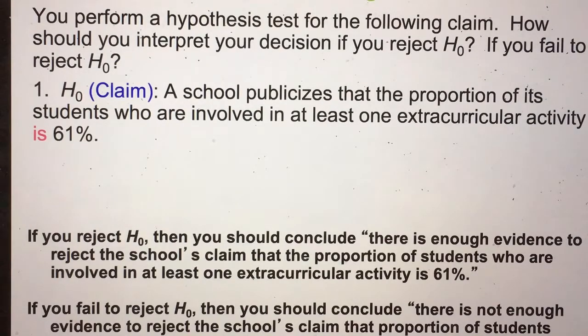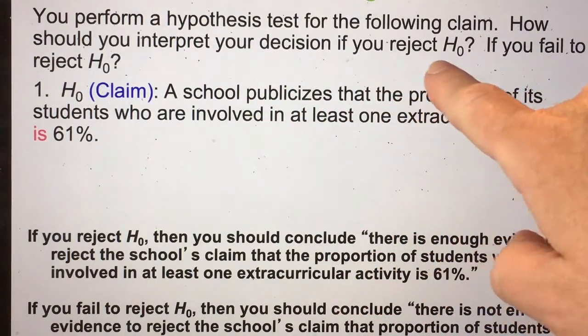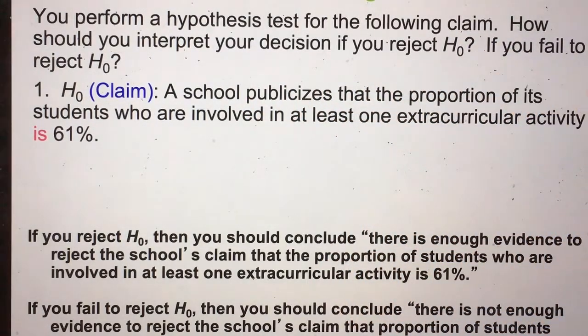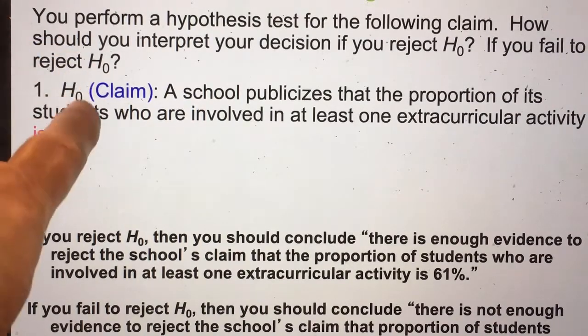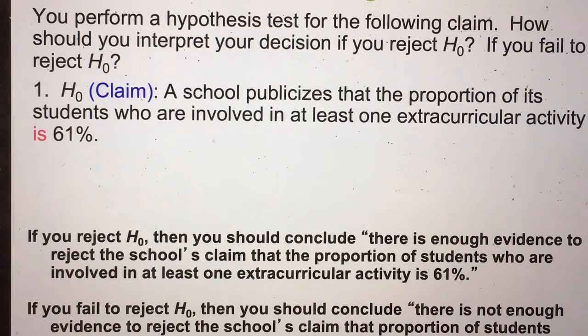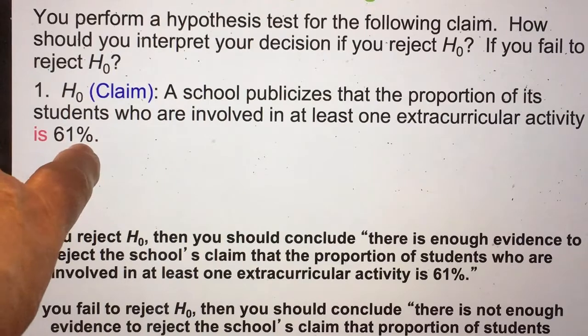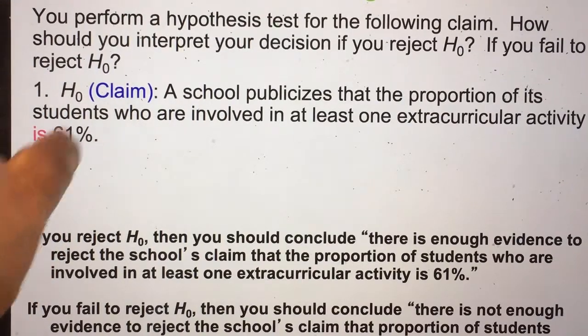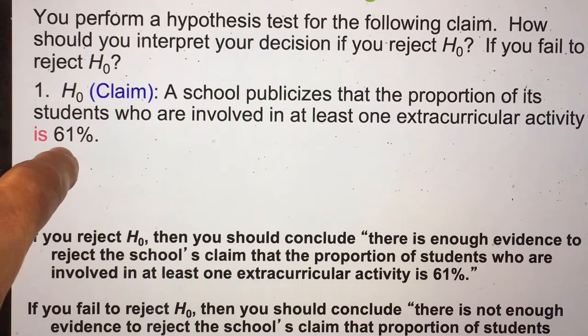And then here is an example. You perform a hypothesis test for the following claim. How should you interpret your decision if you reject the H sub O? If you fail to reject the H sub O? So H sub O is the claim. A school publicizes that the proportion of its students who are involved in at least one extracurricular is 61%. So remember, the equal to position is the H sub O. So the claim is the H sub O. The H sub A is going to be the not equal to. So this one is a two-tailed test, okay?